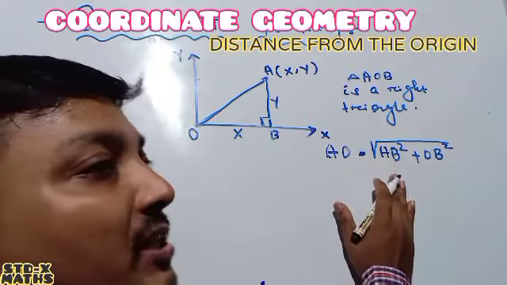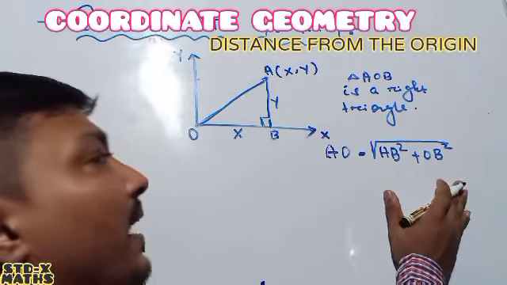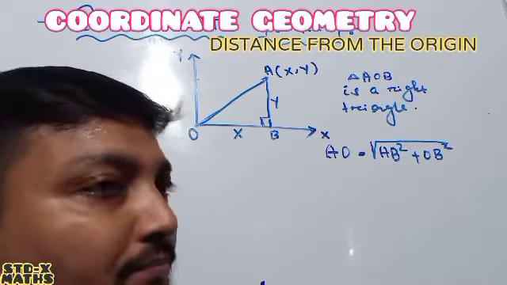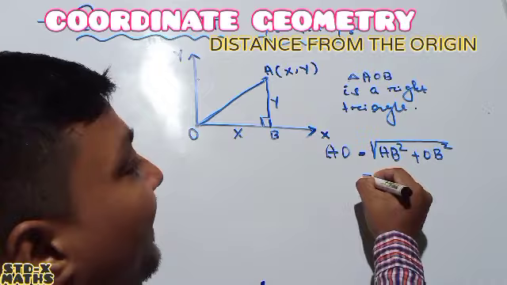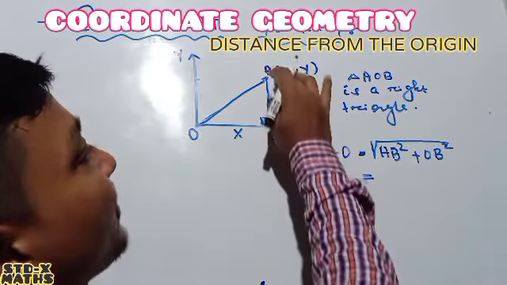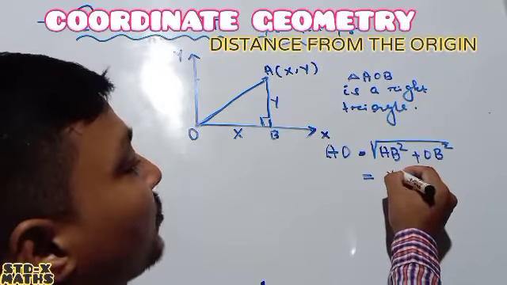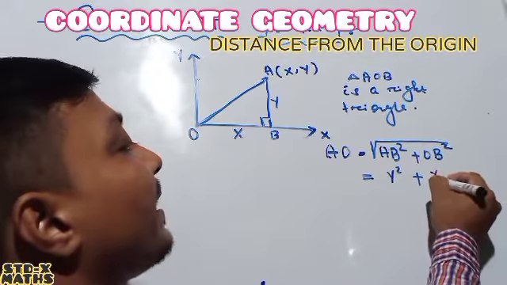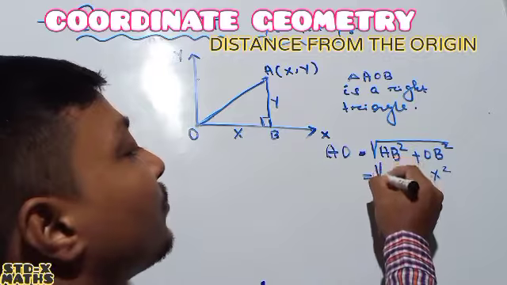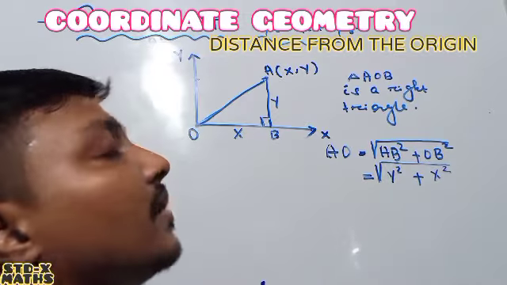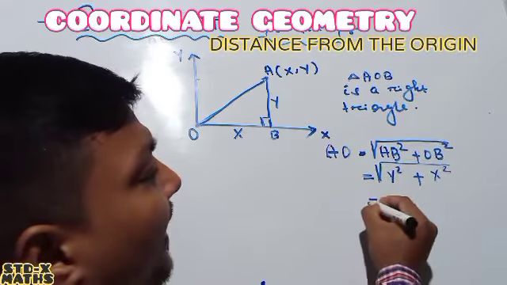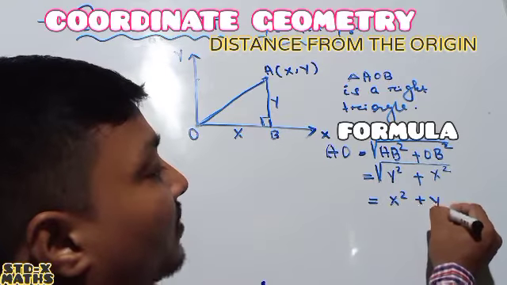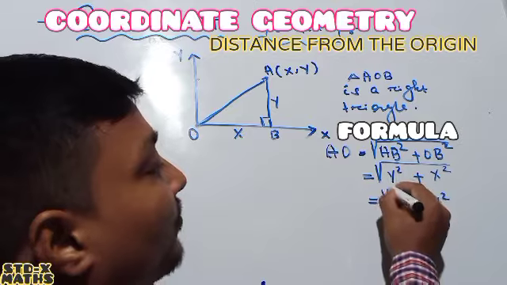H square equal to p square plus b square, which implies h is equal to p square plus b square, its root over. See, AB square means our y square, and OB square means our x square, its root over. Ready? Otherwise we can write it perfectly. First we will write it as x square plus y square, its root over.